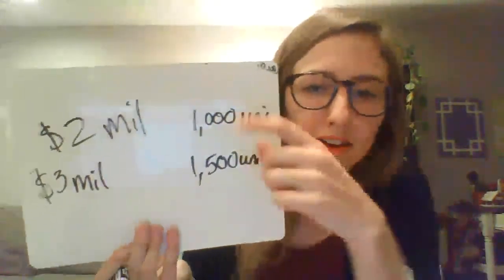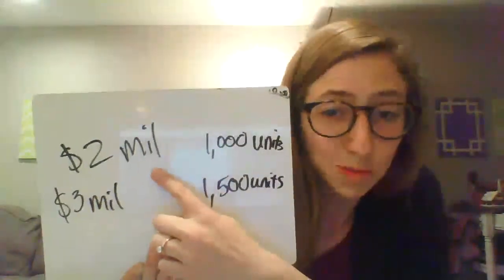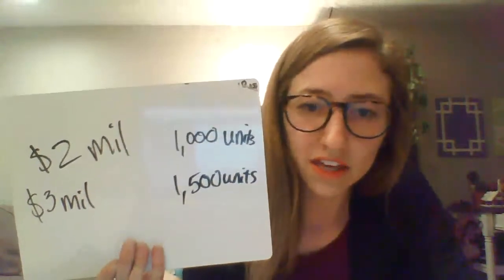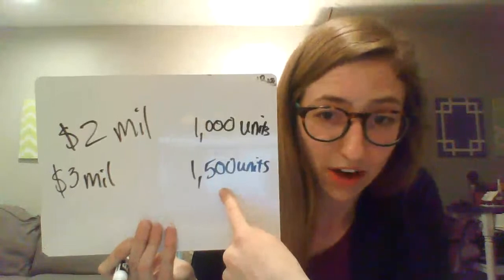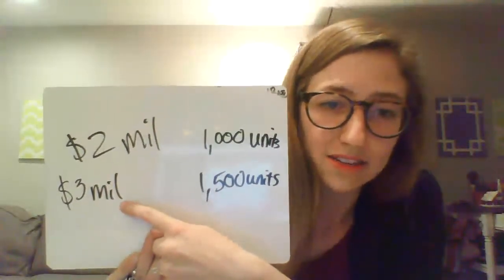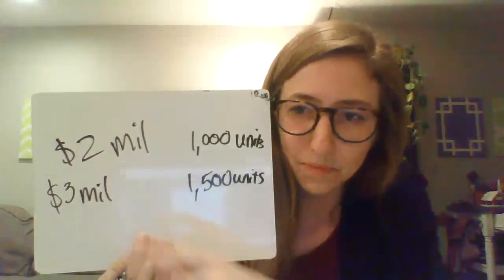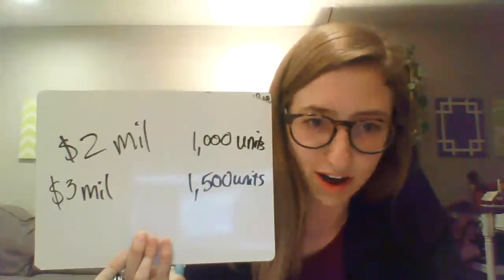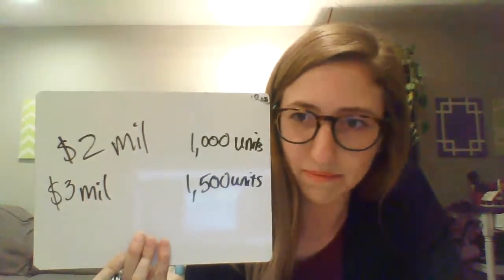So for ATC 1, we have a total cost of $2 million at 1,000 units. The company expands, and now they're making 1,500 units, and the total cost is $3 million. Take a second and calculate your average total cost, because that's what you need to know for economies of scale, and then we'll compare them.